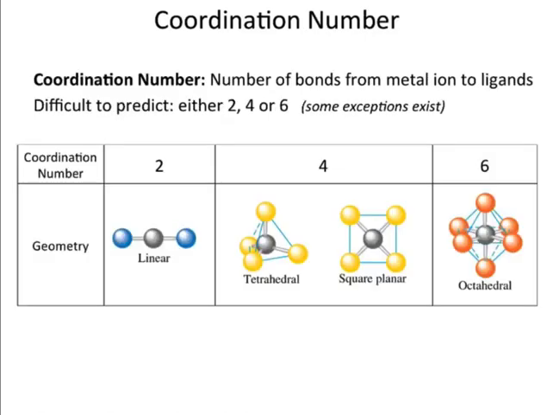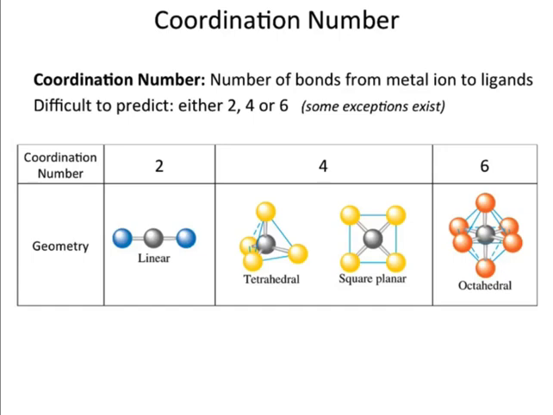Something else to introduce is coordination number, and this is the number of bonds from the metal ion to the ligands, and generally 2, 4, or 6, an even number. There's some exceptions to this. And if you have ligands that only make one bond to the metal, then the coordination number is just the number of ligands. You'll see that there are ligands that make more than one bond to the metal, and then you're counting the number of bonds. So you would double count a ligand that binds to the metal twice. So it's a number of bonds.